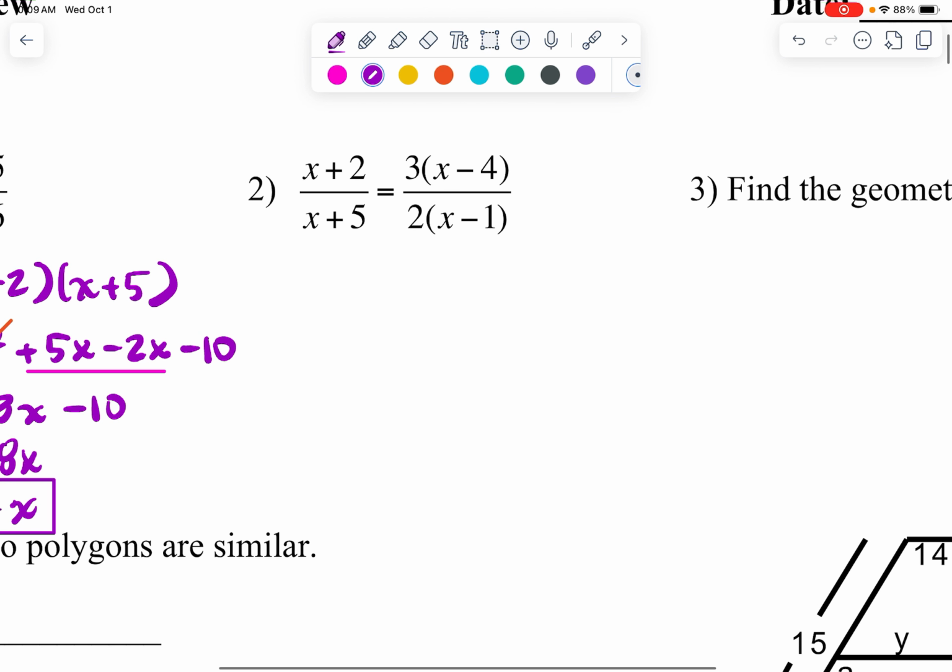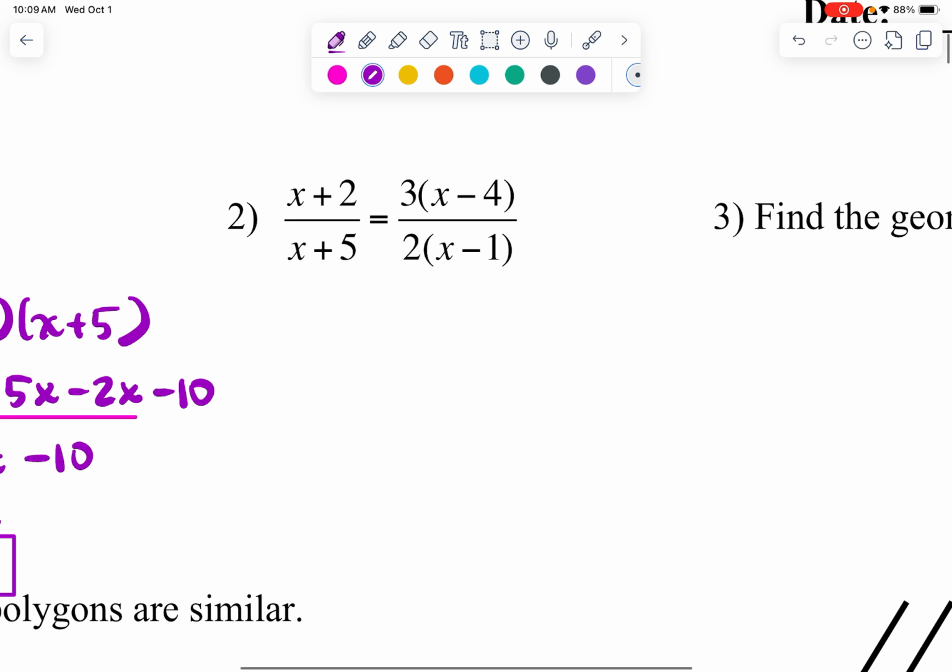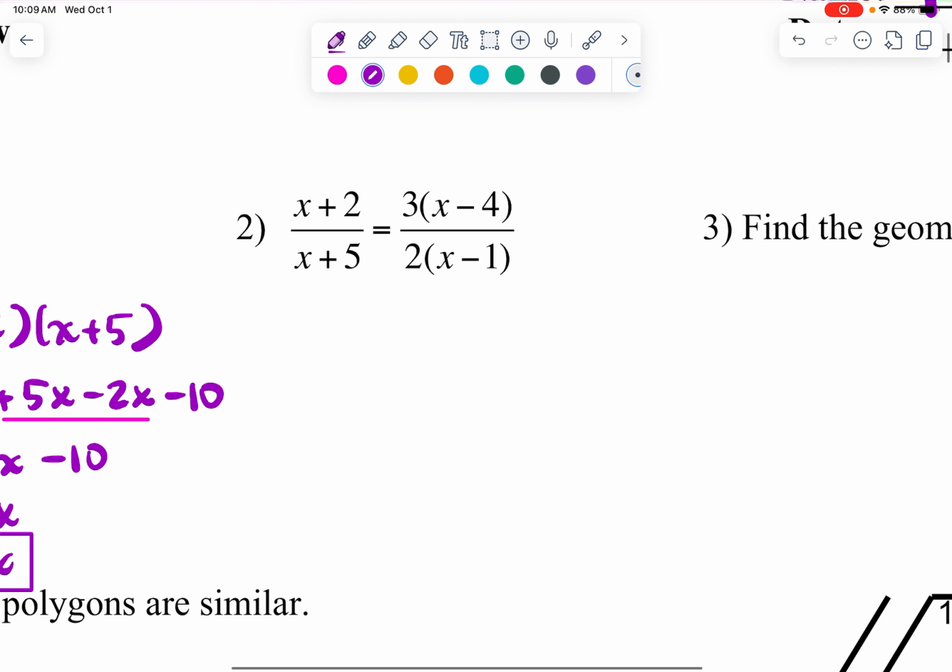All right, I'm going to hop over here. Now this one has a lot going on. So I'm going to go ahead and distribute here. Let me go down, cross it out down here so I can still see. So that's going to be 3x minus 12. And then this one's going to be 2x minus 2. So I'm just going to go ahead and do that.